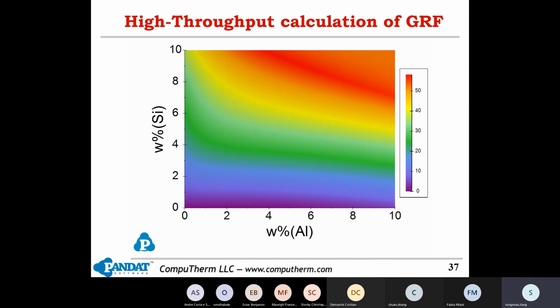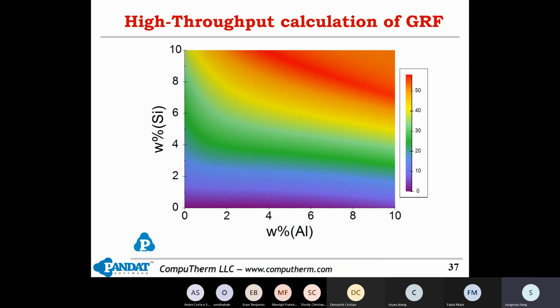GRF value in steels. So we can see that for aluminum, the increase of aluminum has very little impact on the GRF value. Even when you add about 10 weight percent, the GRF value is still less than 10. But on the other hand, silicon has a much stronger impact. With the increase in silicon, the GRF value increases up to almost 40. So this is an example to show how powerful the CALPHAD method is to evaluate the GRF of different alloys.